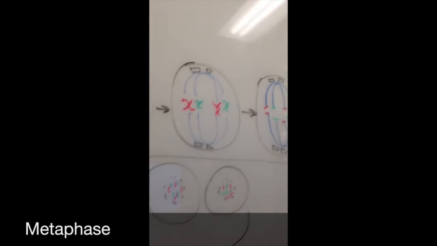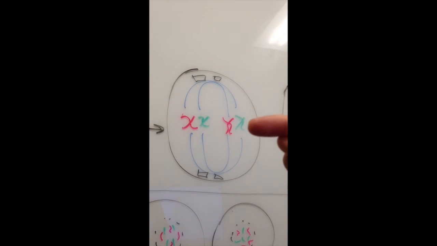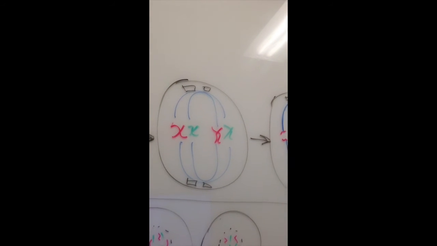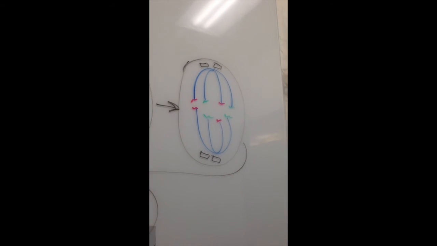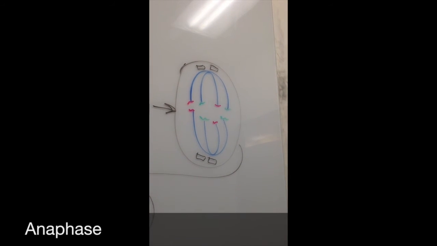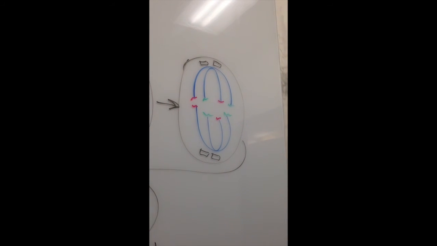This is when chromosomes line up in the middle on the metaphase plate. The chromosomes then connect to the spindle fibers, and that is the end of metaphase. The next phase is anaphase. This is when the chromosome copies divide. Spindle fibers pull apart daughter chromosomes to opposite sides of the cell.